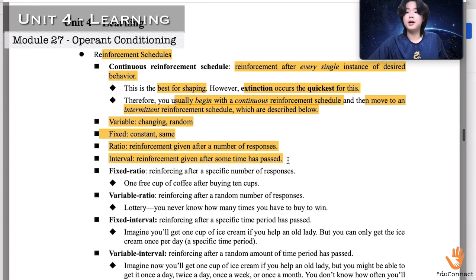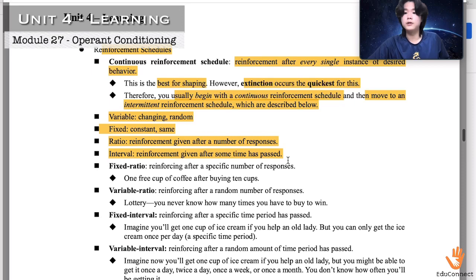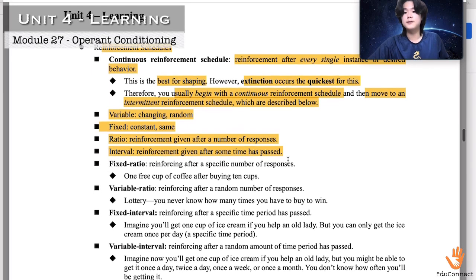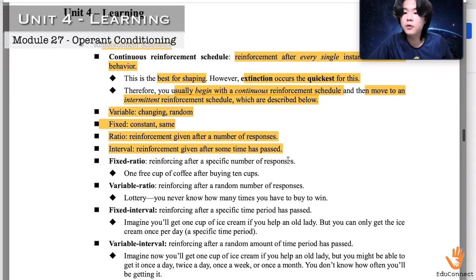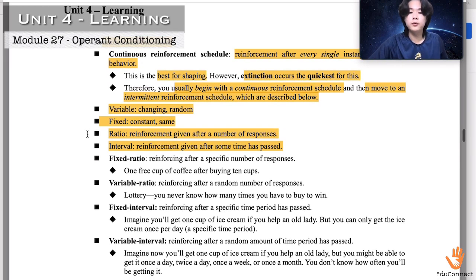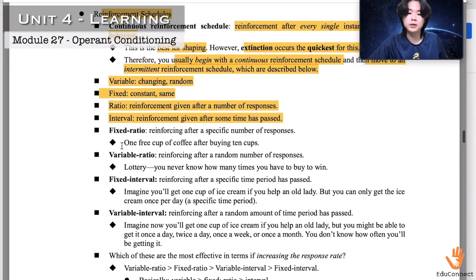Just as with positive, negative, reinforcer, and punishment, these four vocabs, variable, fixed, ratio, and interval, will be combined again to make these wonderful AP Psychology vocabularies, which are very, very frequently asked questions. I would say 4 to 5 questions per every AP Psychology exam that I've ever seen.